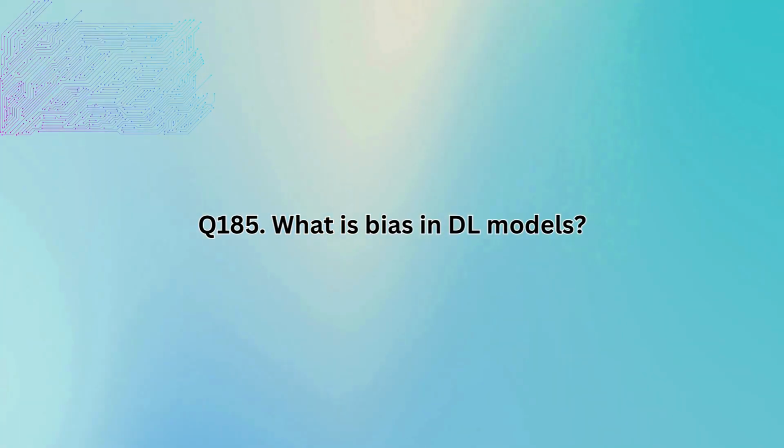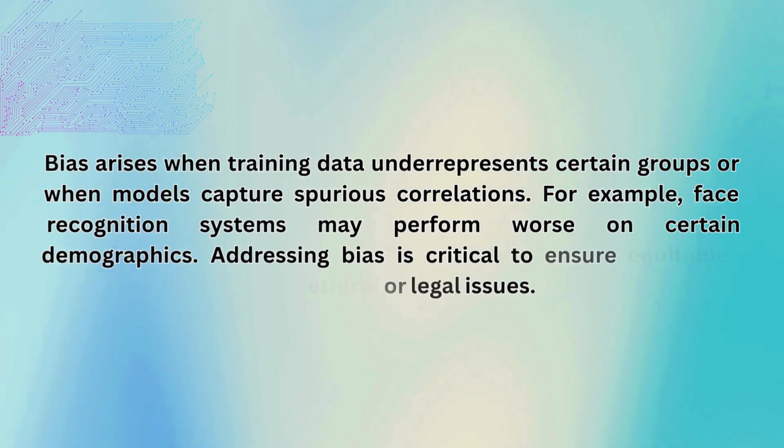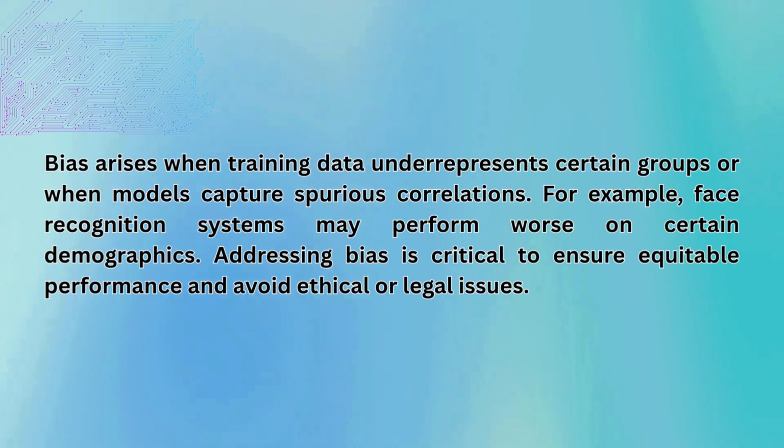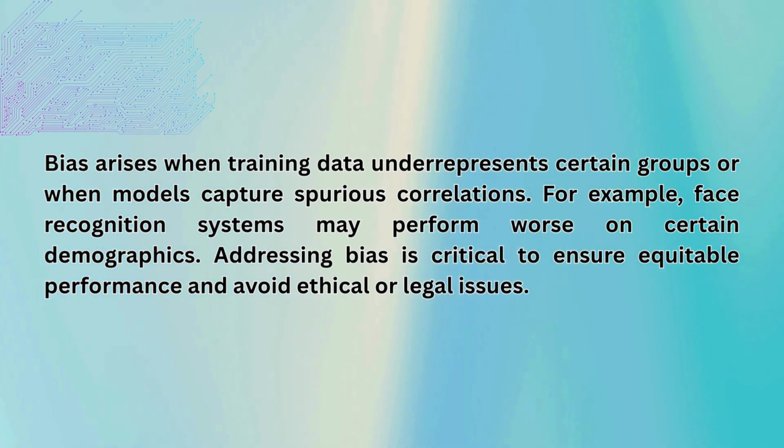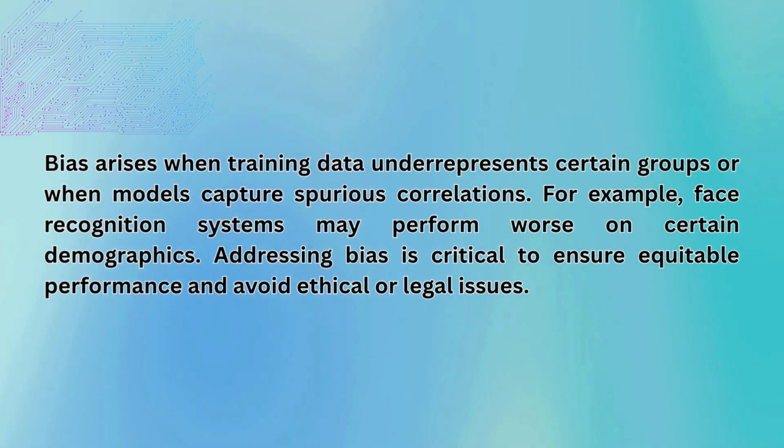What is bias in DL models? Bias arises when training data underrepresents certain groups or when models capture spurious correlations. For example, face recognition systems may perform worse on certain demographics. Addressing bias is critical to ensure equitable performance and avoid ethical or legal issues.